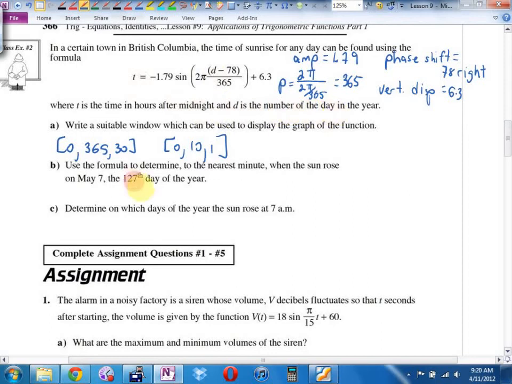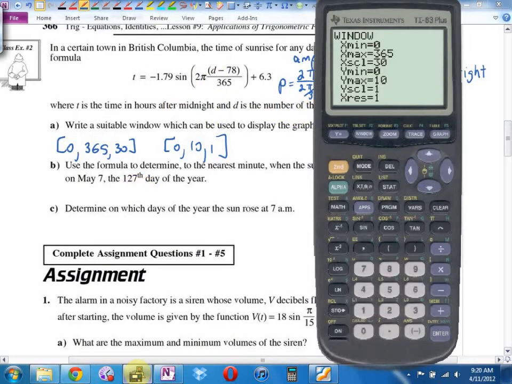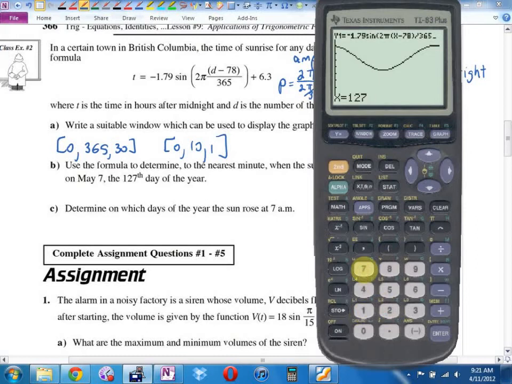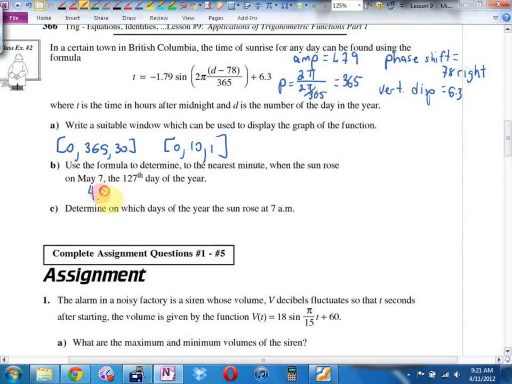Okay, so I've got my equation here still. Go to my graph. They give me an X value. That's when I use the trace feature. And I say, okay, X is 127. So hit your trace button. X is 127. Then I hit enter. And I get 4.96 hours, yes? 4.96 hours. They want the time to the nearest minute.